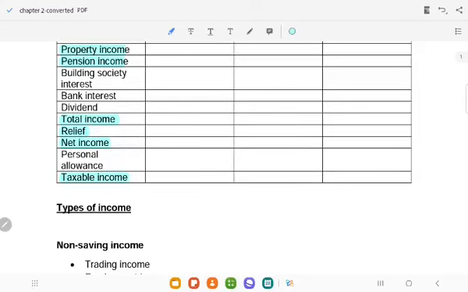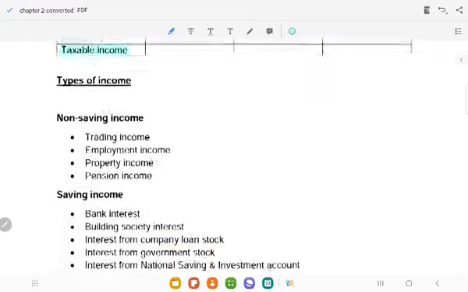From the total income, first you have to deduct the relief against total income, which is qualifying interest payment and contribution to occupational pension scheme. After that, you will get the net income figure, and from this net income figure, you have to deduct the personal allowance in order to find the taxable income.